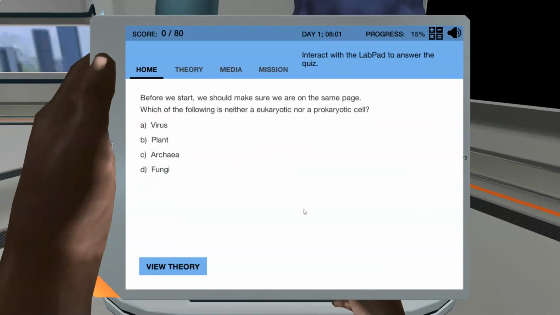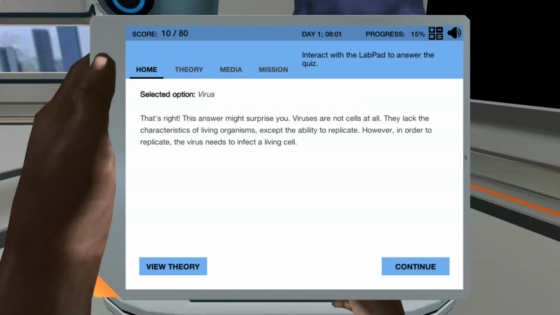Before we start, we should make sure we are on the same page. Which of the following is neither a eukaryotic nor a prokaryotic cell? That's right. This answer might surprise you. Viruses are not cells at all. They lack the characteristics of living organisms, except the ability to replicate. However, in order to replicate, the virus needs to infect a living cell.